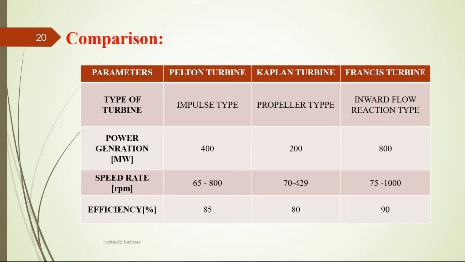If we talk about power generation in megawatt, the Pelton turbine generates 400 megawatt, Kaplan turbine 200 megawatt, and Francis turbine generates the highest power, which is 800 megawatt. If we talk about speed in RPM, in Pelton turbine it ranges from 65 to 800, in Kaplan turbine from 70 to 429, and in Francis turbine between 75 and 1000 RPM. And if we talk about efficiency, the Kaplan turbine has the lowest efficiency, which is 80%, whereas the Francis turbine has the maximum efficiency, which is 90%.